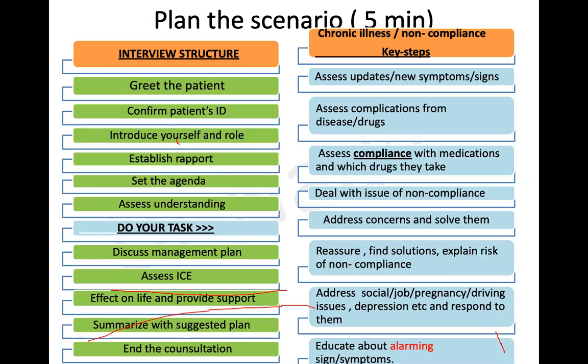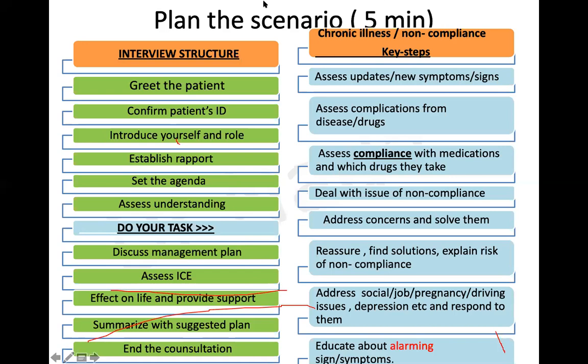But whenever you're dealing with a patient who has a chronic disease, okay, and there is an issue of non-compliance in the scenario, these are the guidelines or the steps you're going to use. In the previous lecture, I explained a scenario where there was an issue of HIV testing in a patient who lost capacity, okay? And I showed you one of the blocks, and this is the block specific for today's lecture.